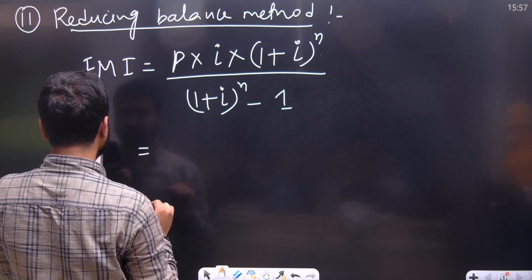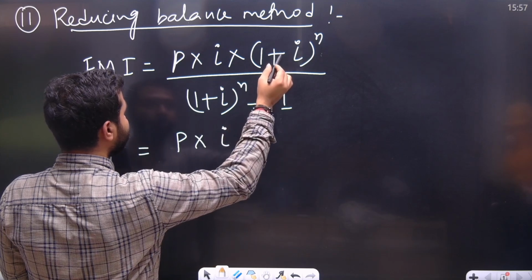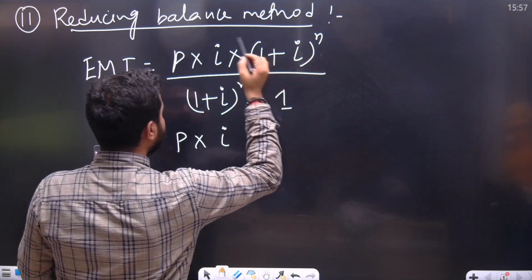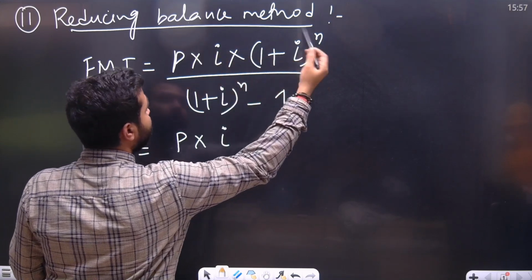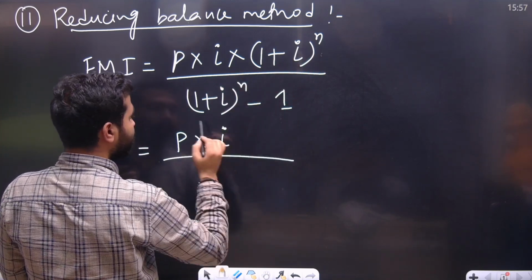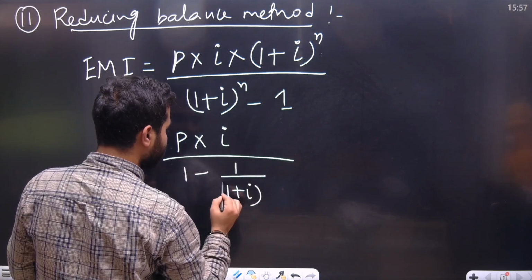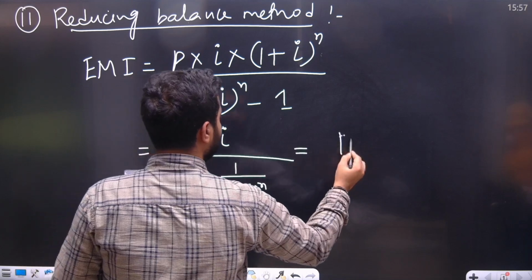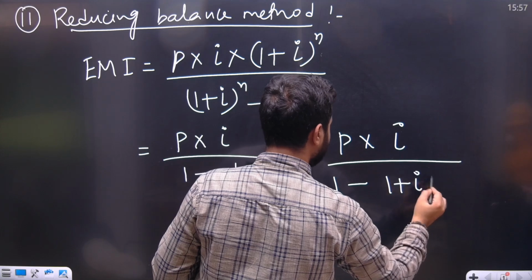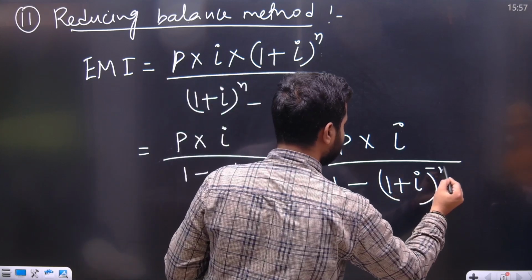Or you can also write P into I, divide numerator and denominator by (1 plus I) whole to the power n. If you divide the numerator by (1 plus I) whole to the power n, then this part will be cancelled, and in the denominator you will get 1 minus 1 by (1 plus I) whole to the power n. Okay, so P into I divided by 1 minus (1 plus I) whole to the power minus n. Okay, it is your minus n.